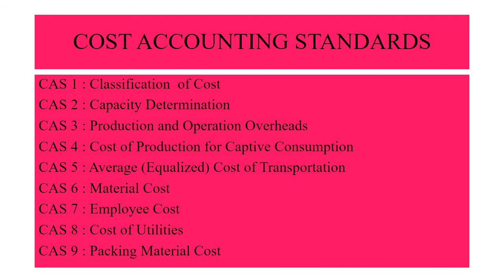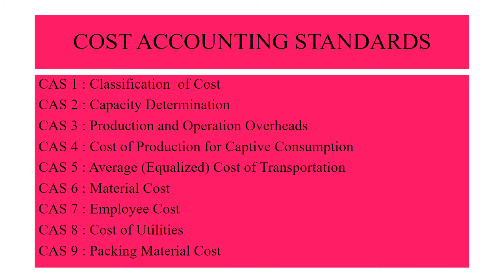Now we'll see what are the cost accounting standards. There are 24 cost accounting standards till date. Cost accounting standard 1 is the classification of cost. Cost accounting standard 2 is the capacity determination. Cost accounting standard 3 is production and operations overhead. Cost accounting standard 4 is the cost of production for captive consumption. Cost accounting standard 5 is average cost of transportation.